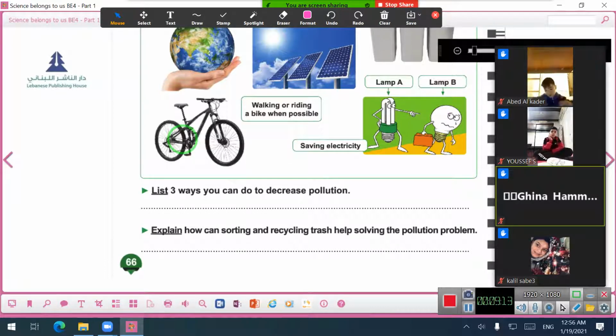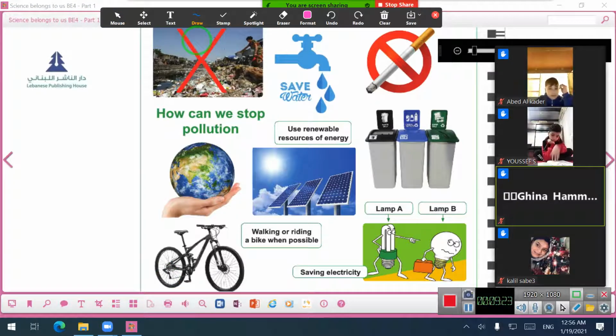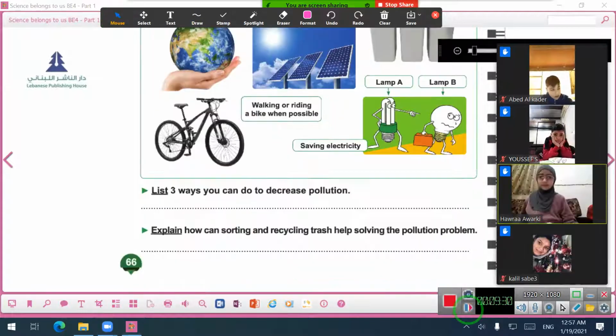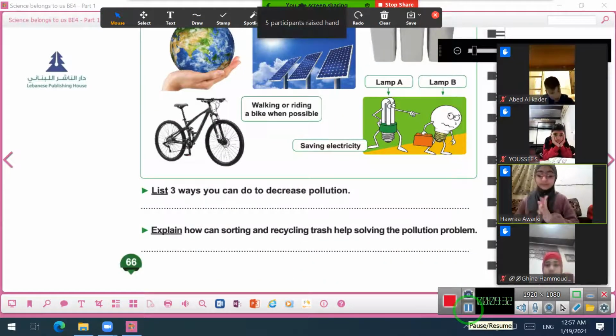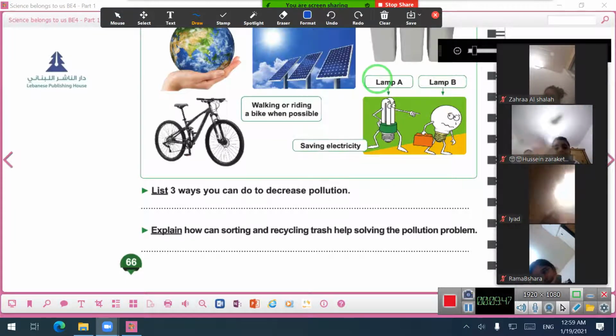Explain how sorting and recycling trash can help solve the pollution problem. Why do I have to sort and recycle the waste? How can this help us? Okay, Hawra, can you answer now please? Because the bag is not big and it will fall down. Excellent. Let's ask another. Let me write the answers now, please. You have to follow me writing.